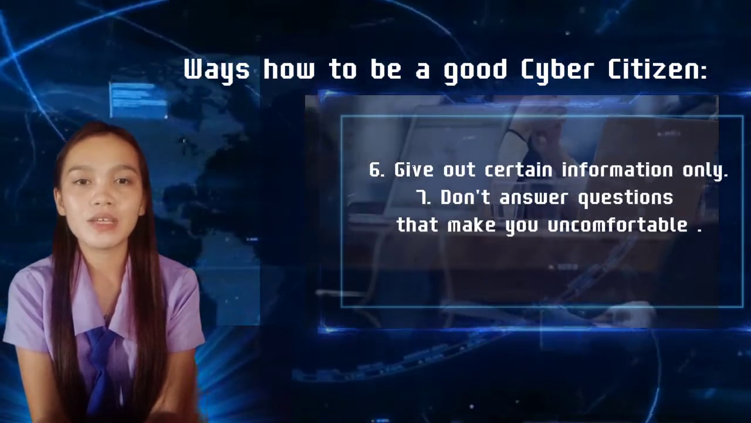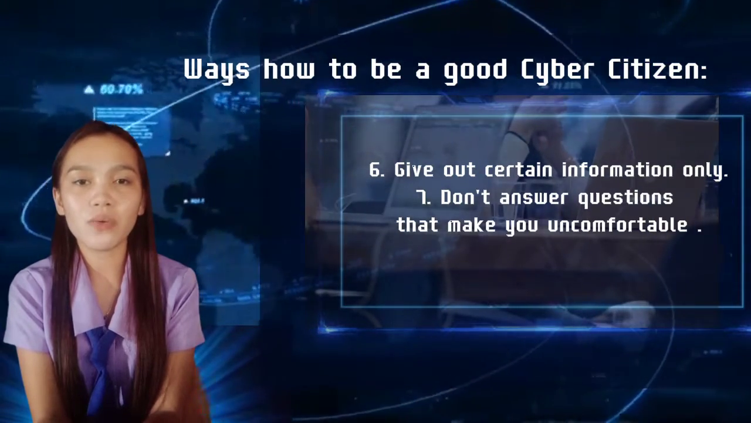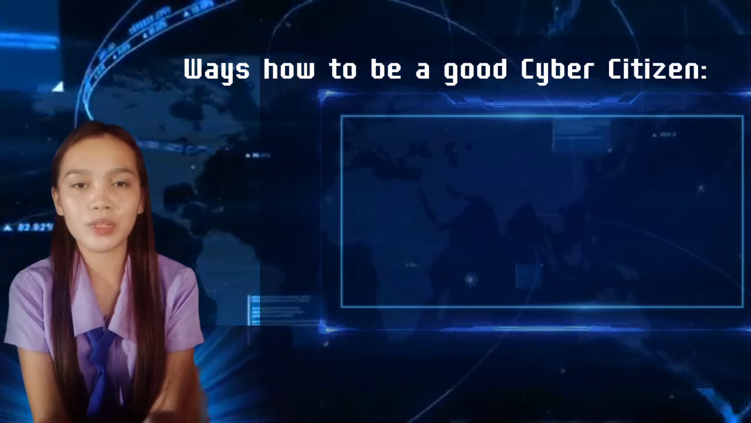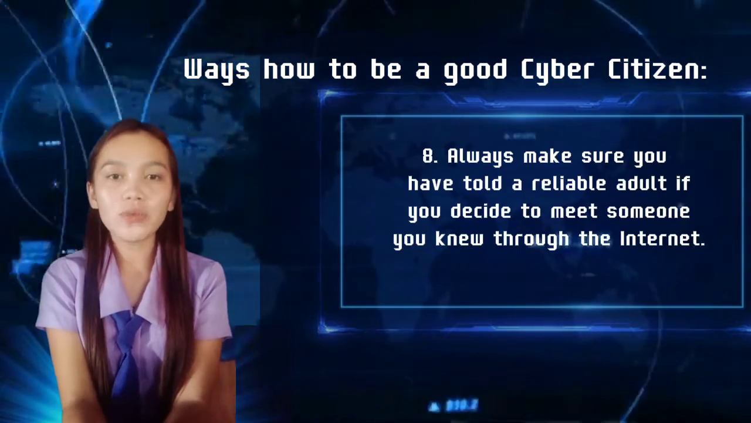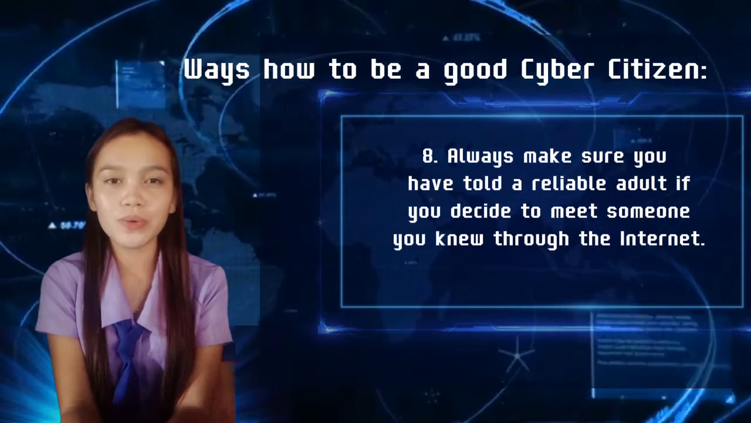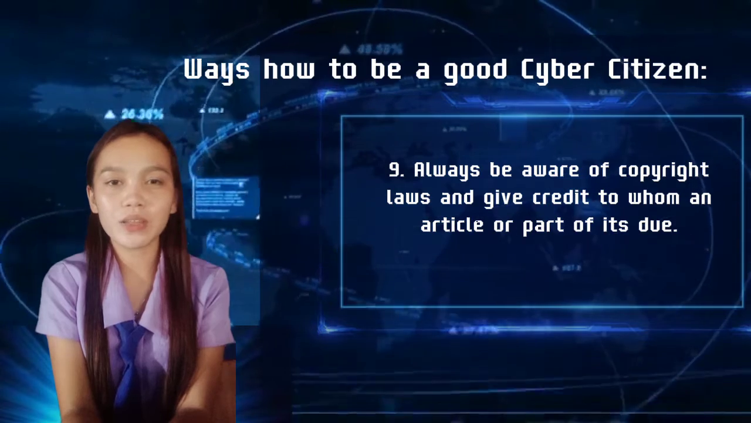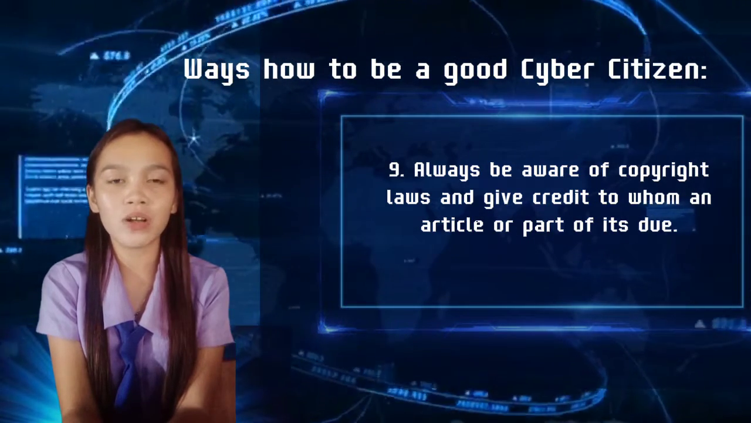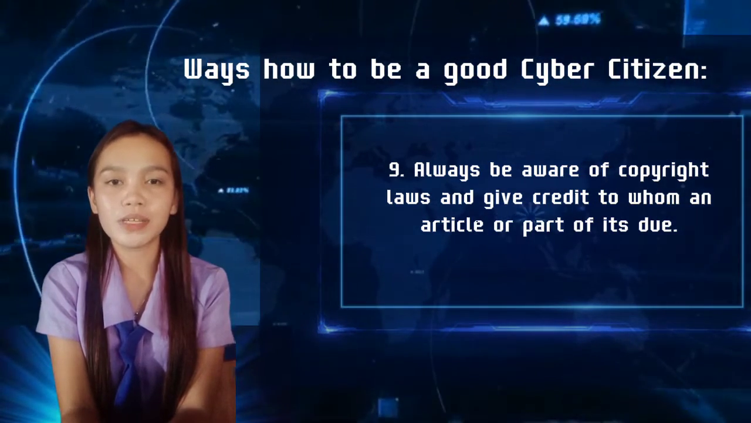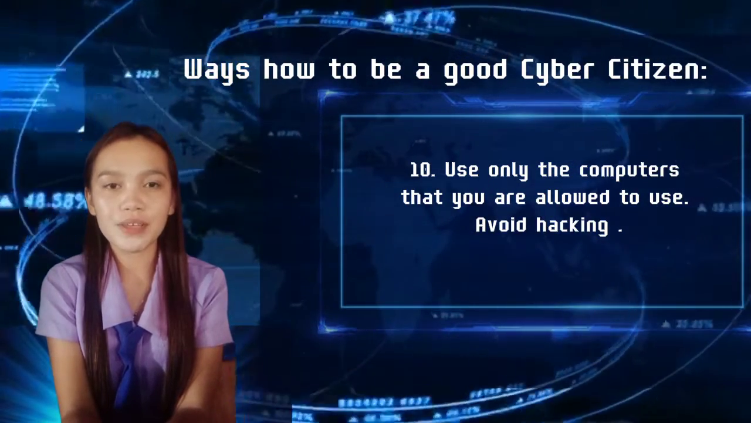Number 6, give out certain information only. Number 7, don't answer questions that make you feel uncomfortable. Number 8, always make sure you have told a reliable adult if you decide to meet someone you knew through the internet. Number 9, always be aware of copyright laws and give credit to whom an article or part of it is due. Number 10, use only the computers that you are allowed to use. Avoid hacking.